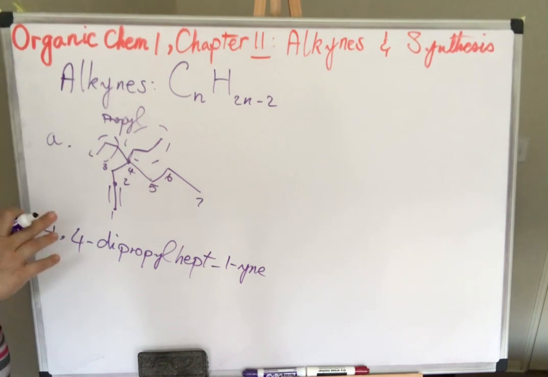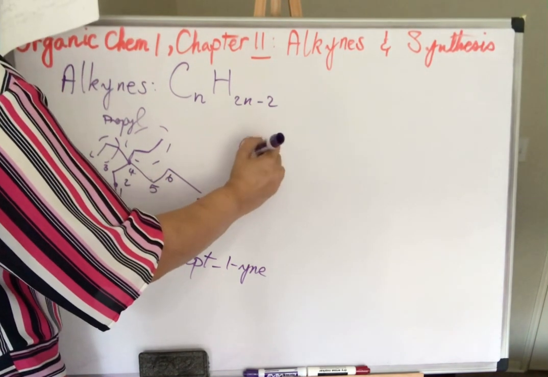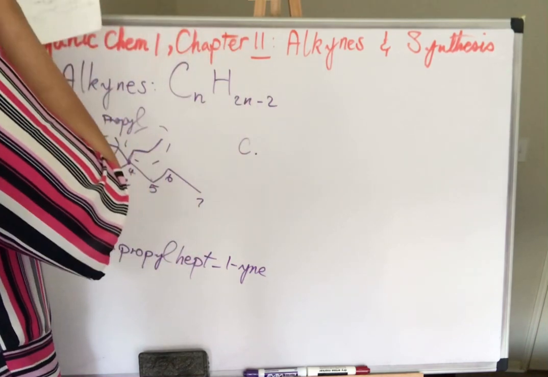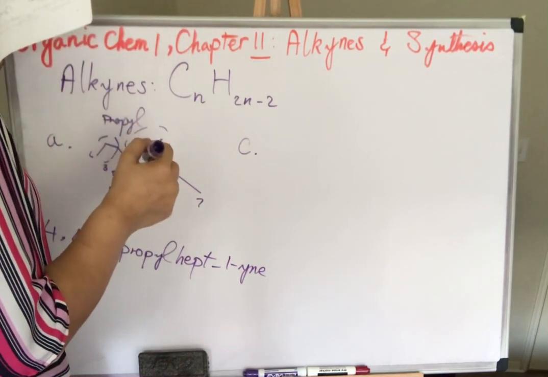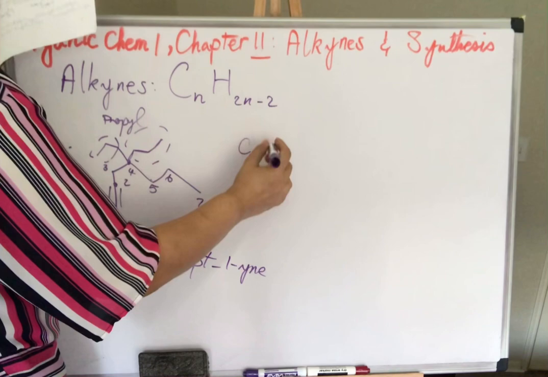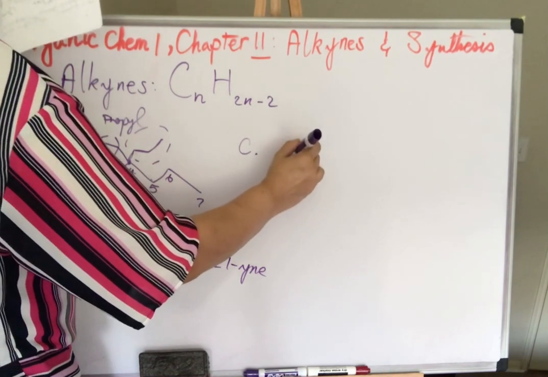I would work on C as well. I'm sure you can use your knowledge for naming B and D. So we have 1, 2, 3, 4, 5.